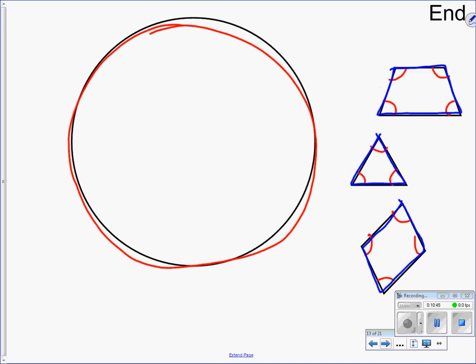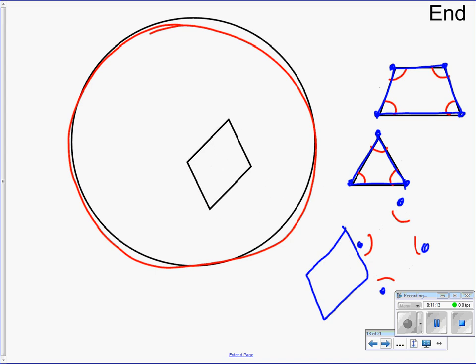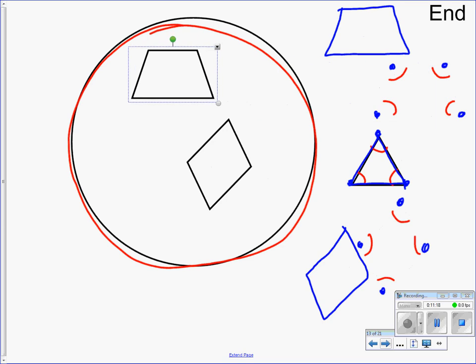And their vertex, which is their points, right here, this one has 4. This one only has 3. And this one has 4. Okay? So if I were going to put in the circle here the attributes that are alike, okay, I can see if I can get that in there. We'll put this one, and we would put this one.